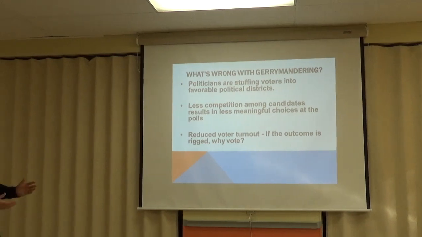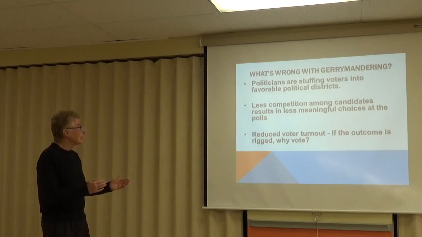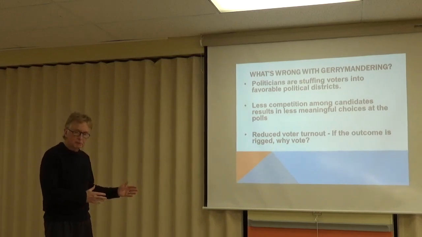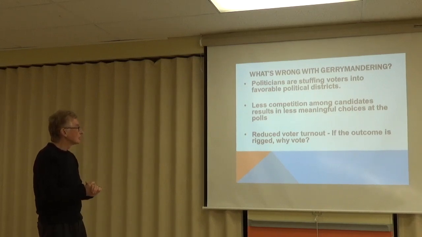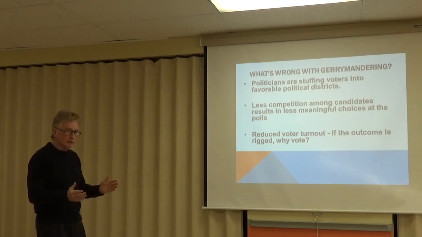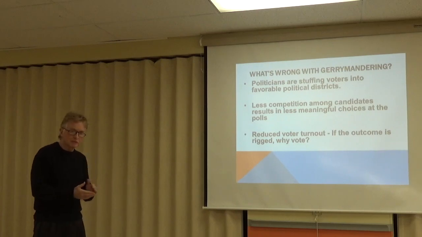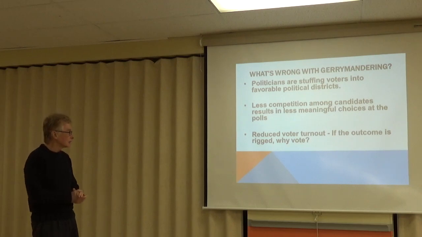So what's wrong with gerrymandering? Well, what happens here is that politicians are stuffing voters into favorable political districts and putting other voters into other districts, and what happens in the end is that there's less competition among the candidates, and it results in less meaningful choices. And what also happens is that voter turnout is reduced because if you know the outcome of the election, maybe you're not even going to go vote.